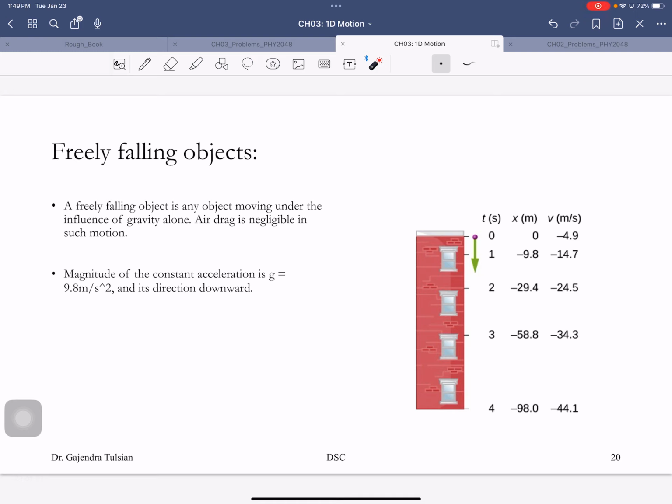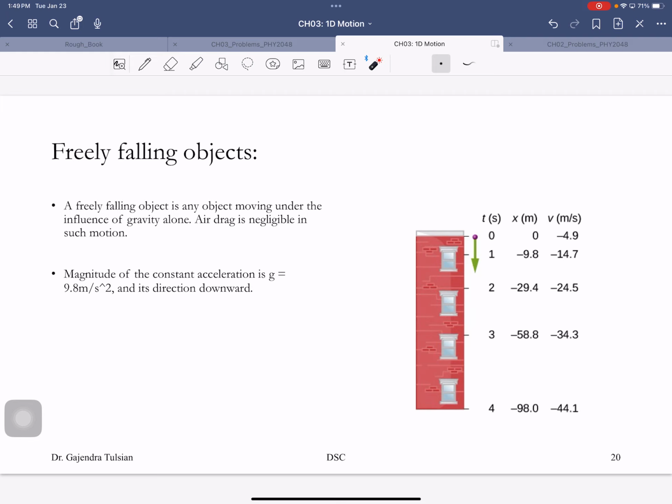And like I said, a freely falling object is one place where you encounter constant acceleration. You can take your keychain and drop it until it hits something. The acceleration is constant. A freely falling object is any object moving under the influence of gravity alone. That is, air drag is negligible in this motion.